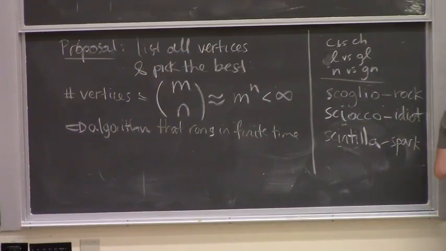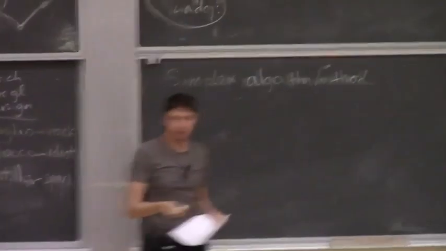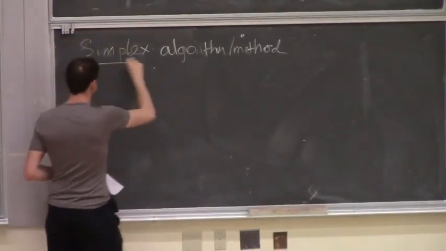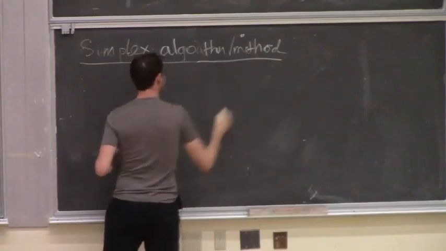Something called the simplex algorithm or method. By the way, it's called simplex not because it's simple, but because simplices are these high-dimensional geometric objects, right? But it is a simple algorithm.